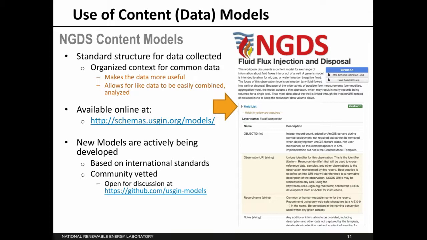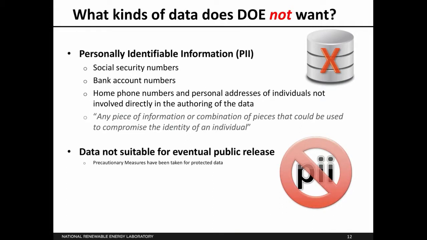What does DOE not want? Well, we don't want any personally identifiable information. That's not to say you can't have names or emails. You can have names and emails, especially if they're public names and emails, places of work, phone numbers. You can contact people professionally. That's important. But we don't want anyone's personal email. We don't want their home phone number, and we certainly don't want any social security numbers or bank account numbers or pay stubs or anything like that submitted.